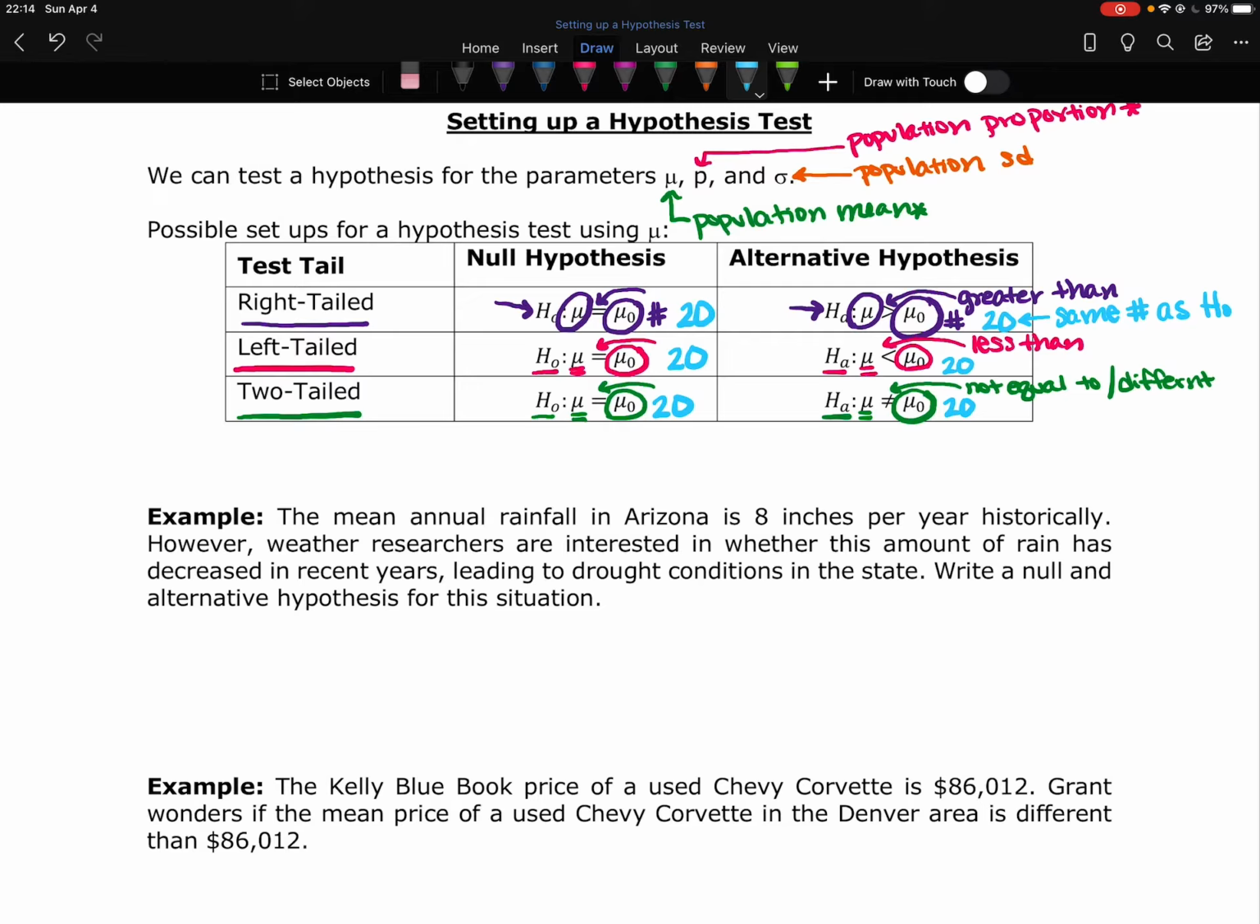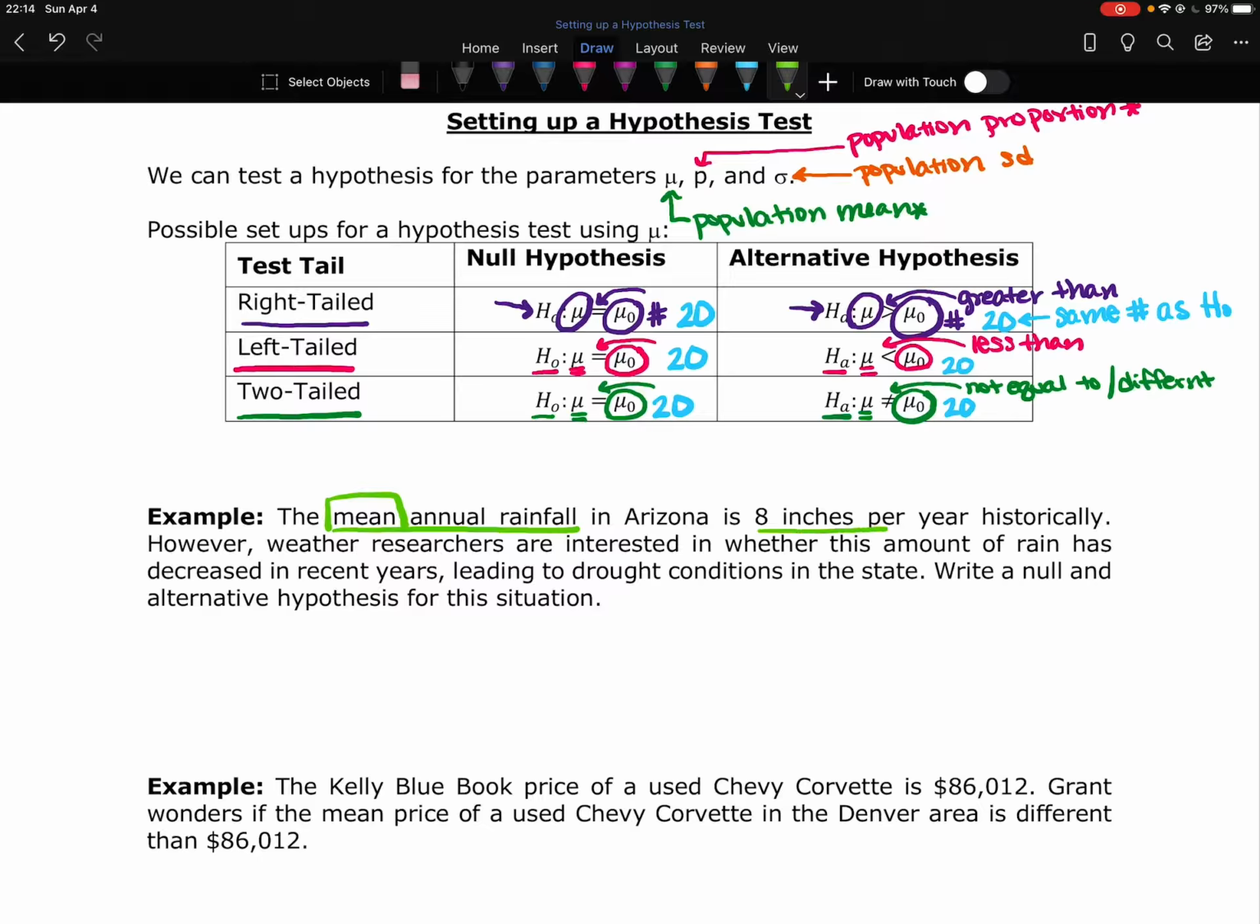So the first example says: The mean annual rainfall in Arizona is 8 inches per year historically. However, weather researchers are interested in whether this amount of rain has decreased in recent years, leading to drought conditions in the state. Write a null and alternative hypothesis for this situation. So what I need to pick out from this problem is the fact that we're looking at the mean annual rainfall. The word mean here is important because I need to know whether I'm doing a test on a mean, a proportion, or a standard deviation.